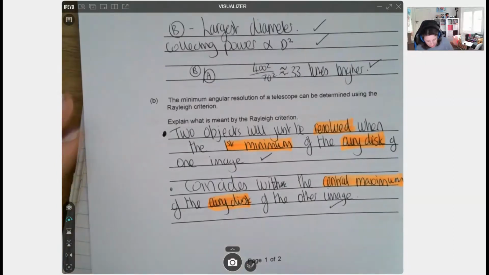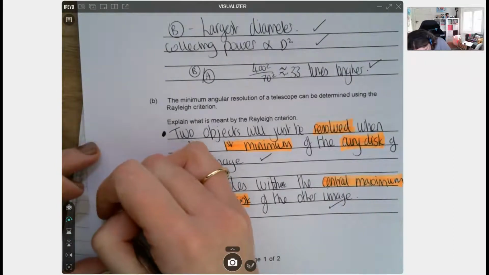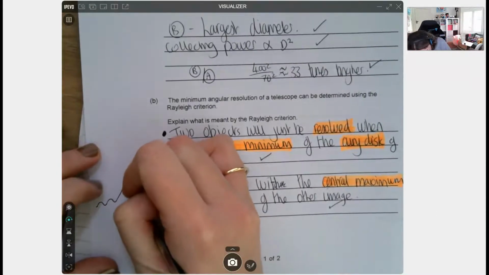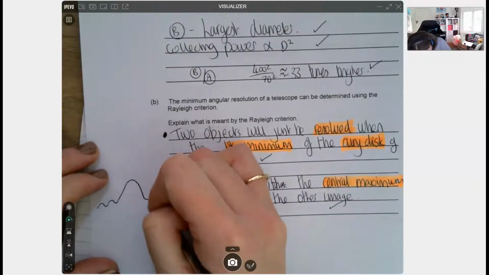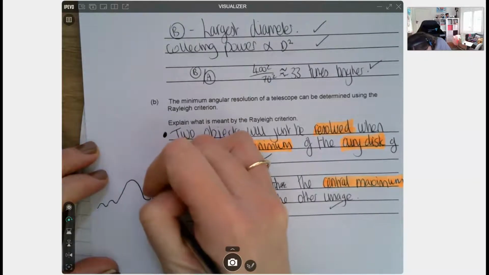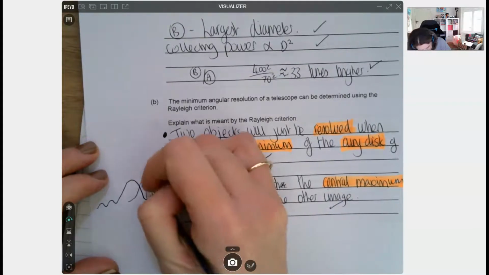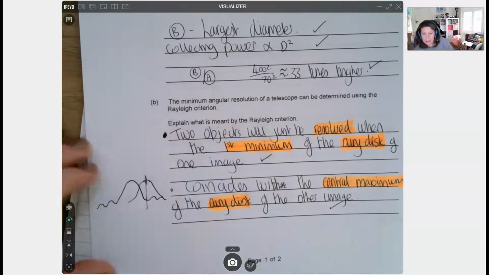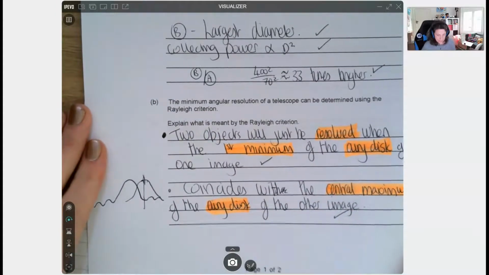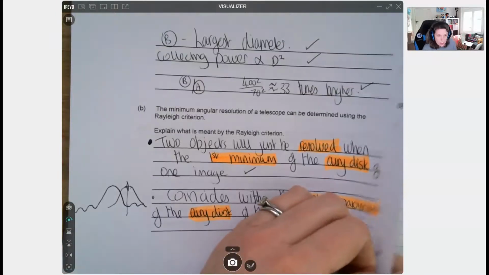If it helps, I just sketch myself a little picture to remember it. So I draw that central maximum, and then I draw a line up in the first minimum, and then I draw my other one there. So it helps me think about the maximum and minimums. Next question.